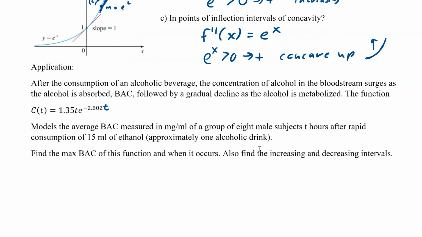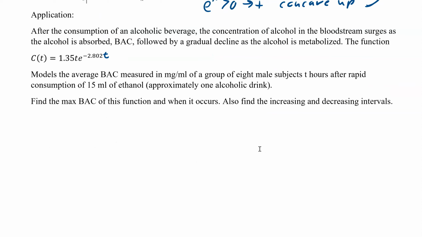All right, so let's try our application. I figured I'd pick one that is relevant. After the consumption of an alcoholic beverage, the concentration of alcohol in the bloodstream surges as the alcohol is absorbed. This is your blood alcohol content. Followed by a gradual decline as the alcohol is metabolized. The function here models the average BAC, measured in milligrams per milliliter, of a group of 8 male subjects t hours after rapid consumption of 15 milliliters of ethanol, approximately 1 alcoholic drink.